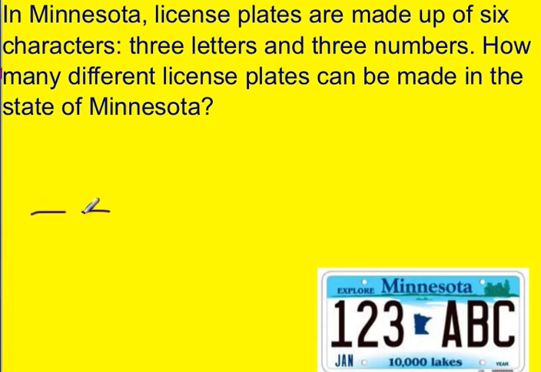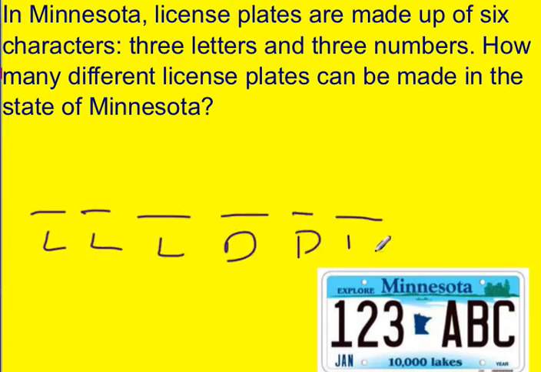So the first 3 spots are letters, and the next 3 spots are digits. Okay, so let's start with letters. So to figure out the combination of letters, well, we need to figure out how many letters are in the alphabet. And there's 26 letters. Now I said that letters could repeat, so we have 26 choices for each of our letter spots.